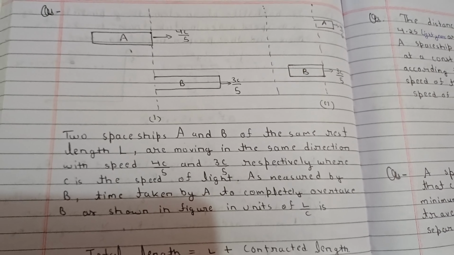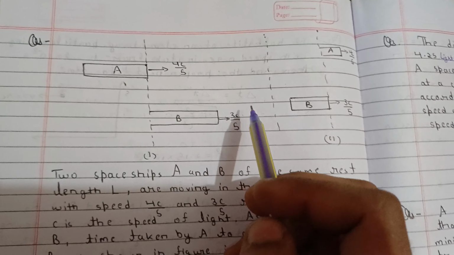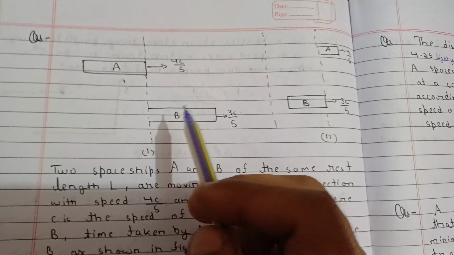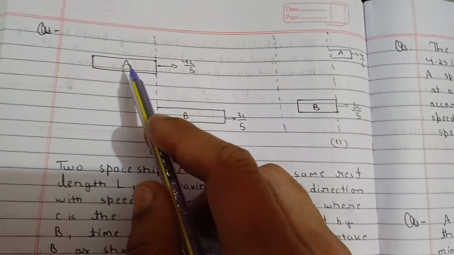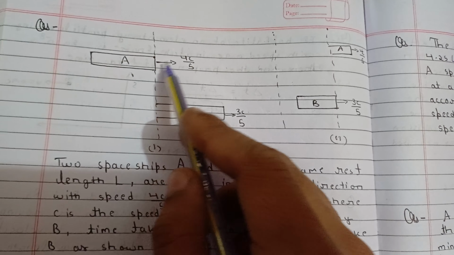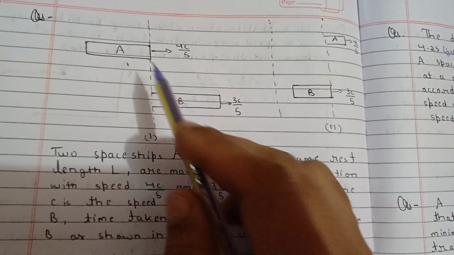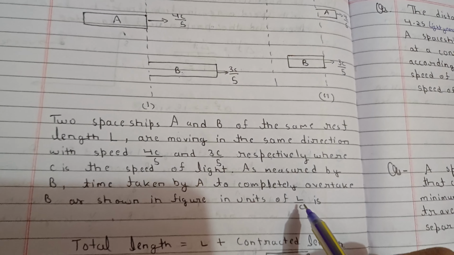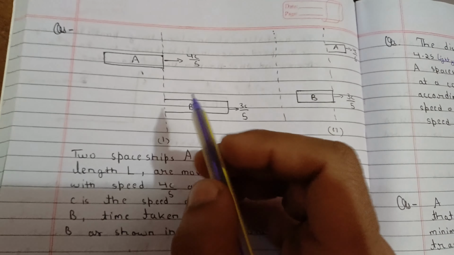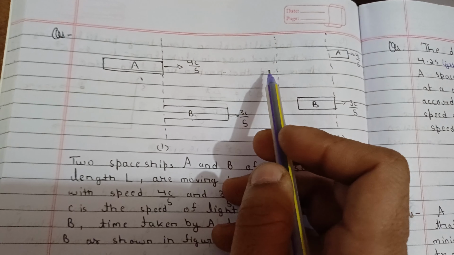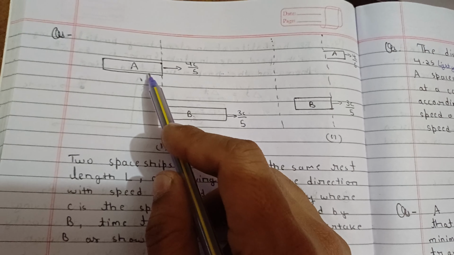So what the question is asking is, if they both are moving in this direction, they both have rest length L. Now how much time does A take to completely overtake B, as observed by B? So what will be the time measured by B to completely overtake this in units of L by c? Okay, that's what we need to calculate. For that we just need to calculate how much length it has to pass to cross the whole of A, and then the speed of A with respect to B.